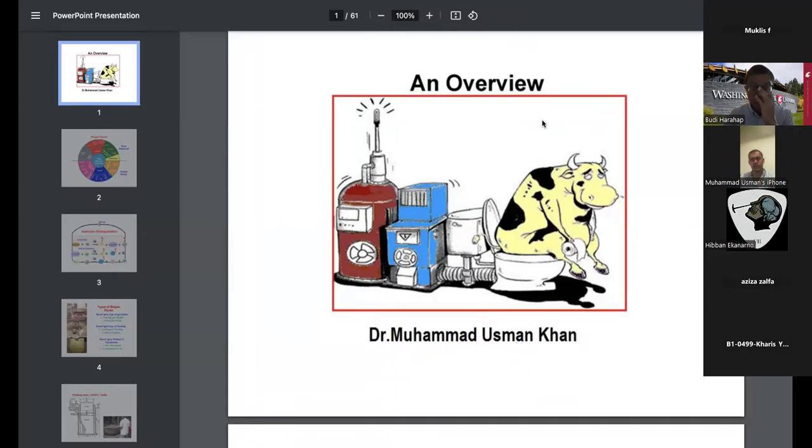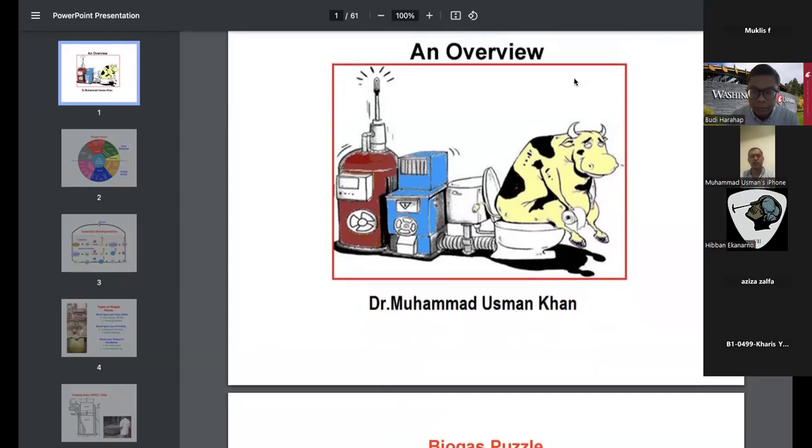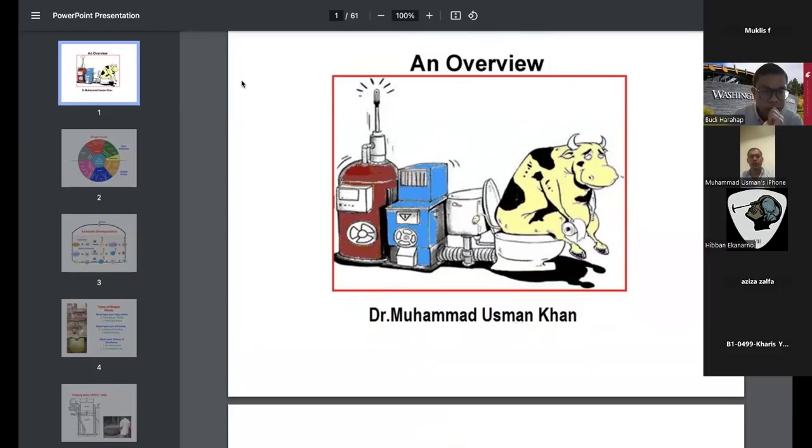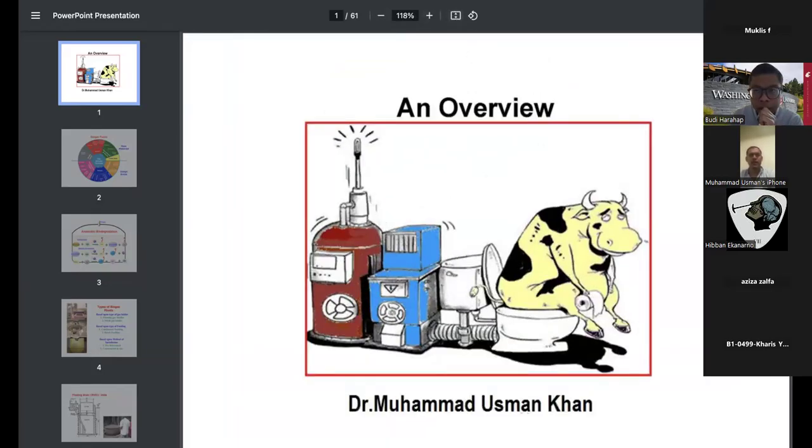We can start from the overview, right? Yeah, an overview of anaerobic digestion. So as we have already discussed, anaerobic digestion is basically a biological process during which the anaerobic microorganisms break down the organic waste and produce two products. One is biogas and the other is digested organic waste, which we call slurry. Next, Buddy.